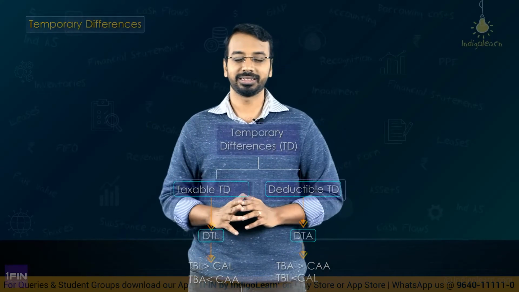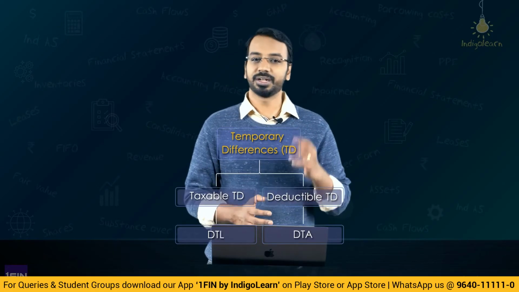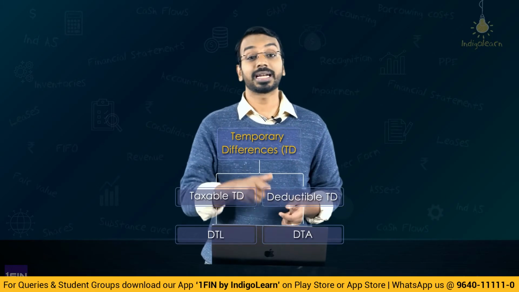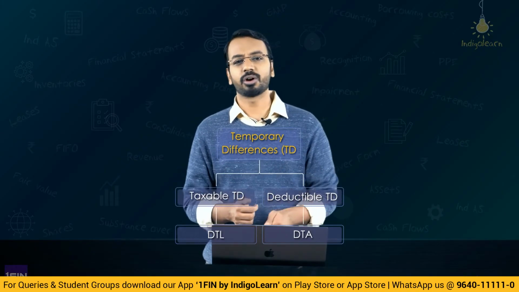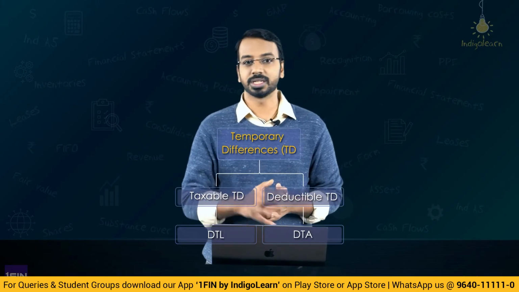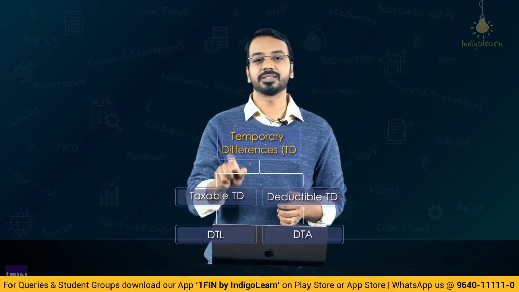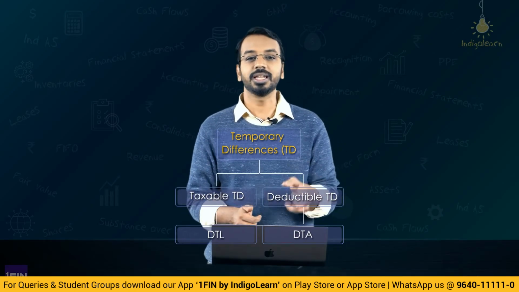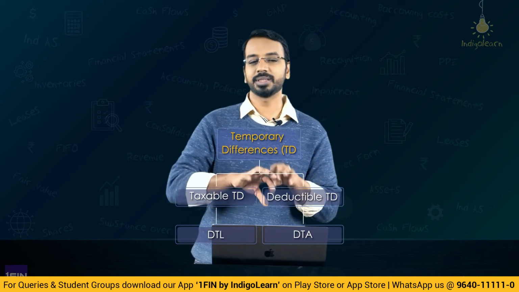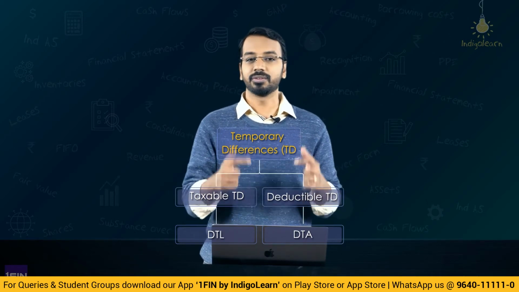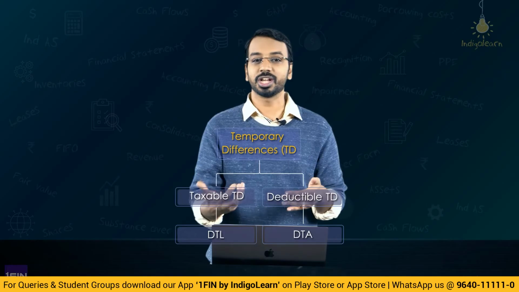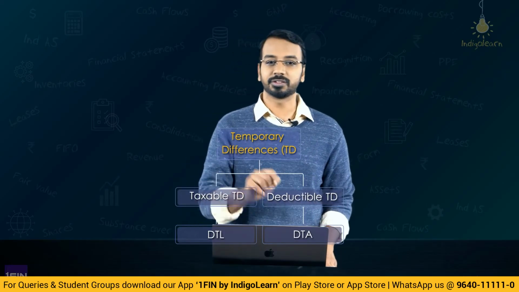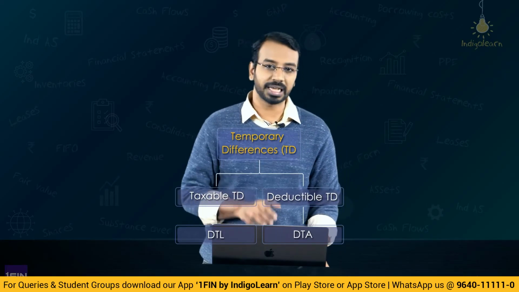Now, we have understood about temporary differences, and we have also understood what are taxable temporary differences and what are deductible temporary differences. Taxable temporary differences result in a deferred tax liability. Deductible temporary differences result in a deferred tax asset. Now, keeping these jargons aside, I have given you a simple principle or logic to remember when you will have a deferred tax asset and when you will have a deferred tax liability.